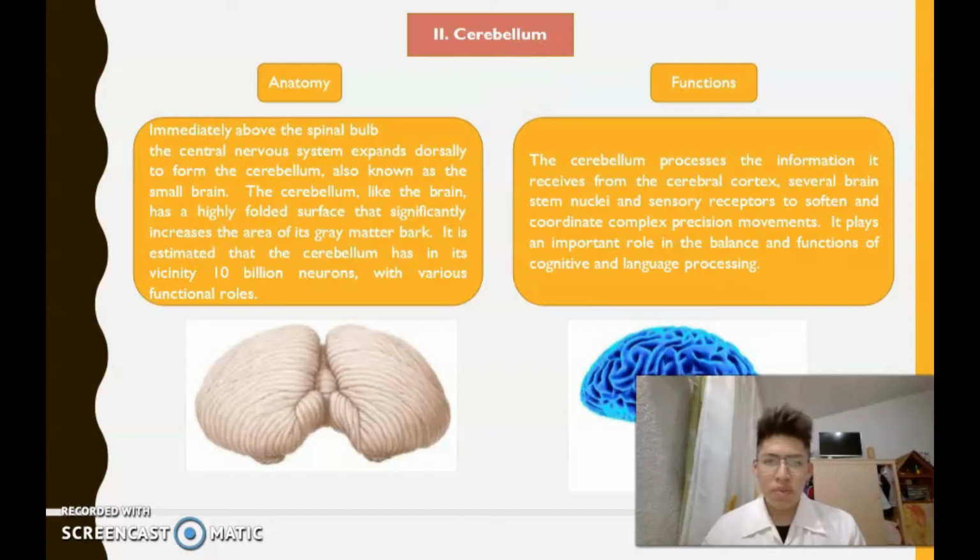Hi everyone, the next point in this presentation about the dissection of the brain is the cerebellum. First we have the anatomy of the cerebellum. Immediately above the spinal bulb the central nervous system expands dorsally to form the cerebellum, also known as the small brain. The cerebellum, like the brain, has a highly folded surface that significantly increases the area of its gray matter bark. It's estimated that the cerebellum has approximately 10 billion neurons with various functional roles.